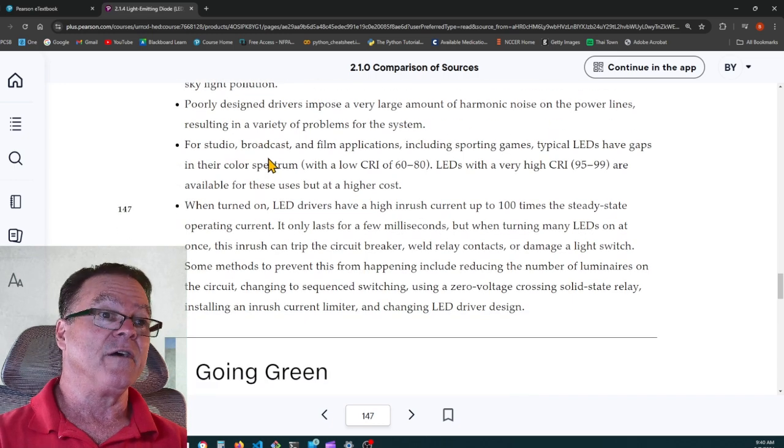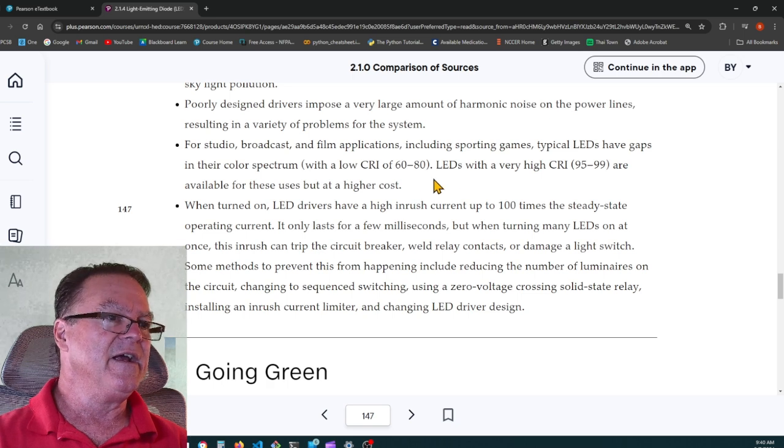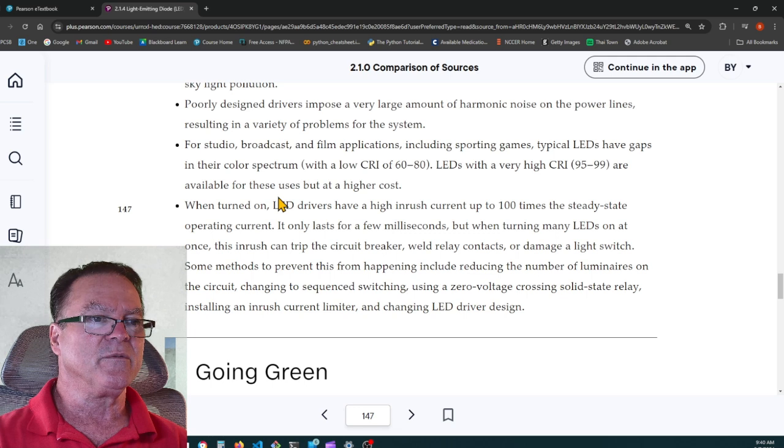Wow. For studio, broadcast, and film applications, including sporting games, typical LEDs have gaps in their color spectrum with a low color rendering index of 60 to 80. LEDs with very high color rendering index of 95 to 99 are available for these uses, but at a higher cost.